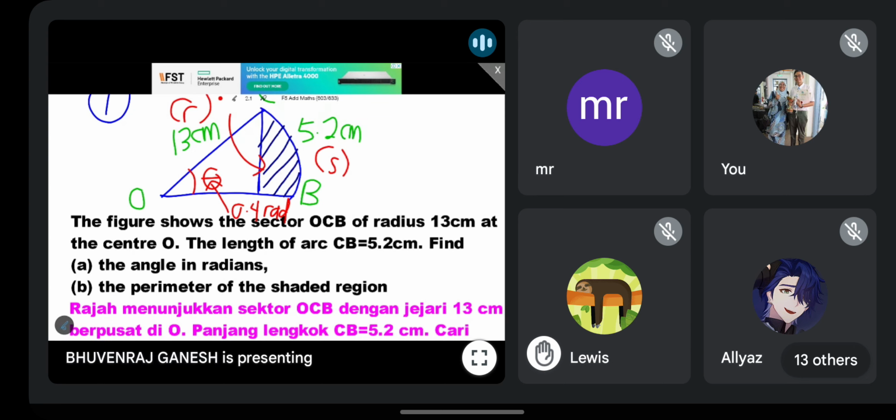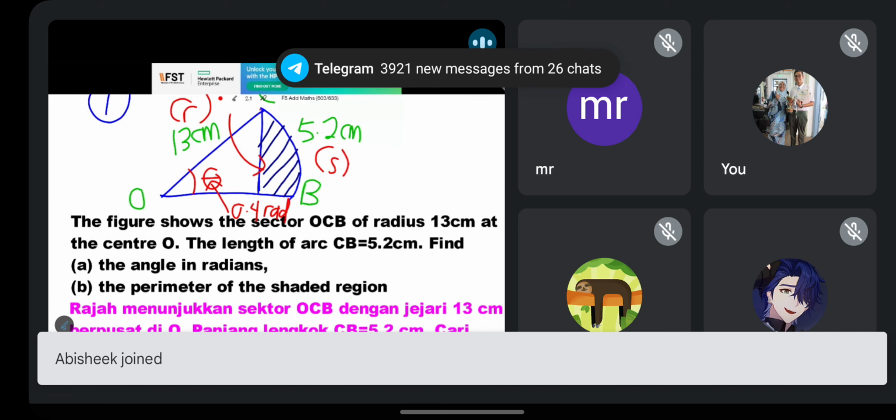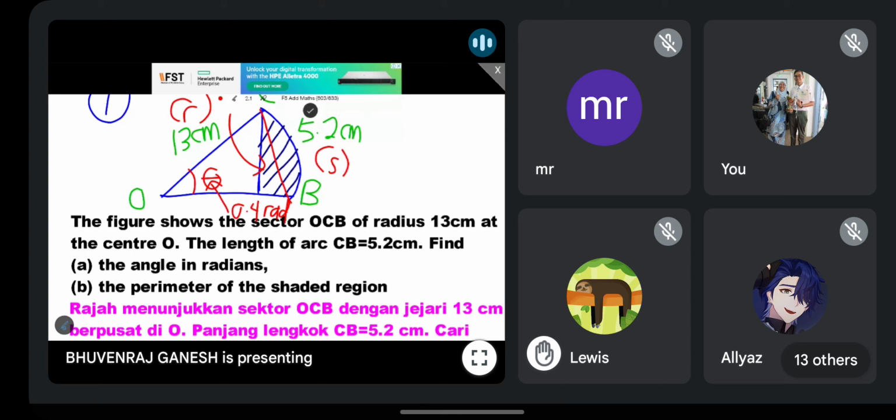This one is not chord. Yang ni bukan perentas. Guys, you must differentiate. Kalau saya lukis macam ni, baru dia dipanggil perentas. Yang garis merah tu, the red line only is a chord. Yang garis biru is not perentas. Okay, it's not a chord.